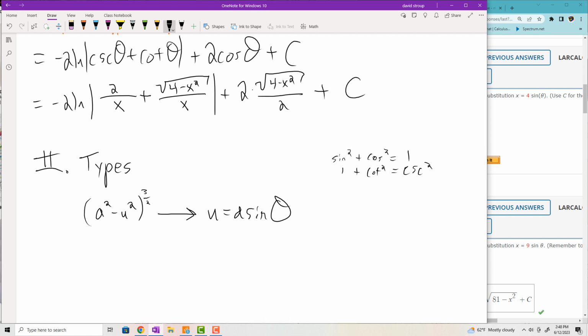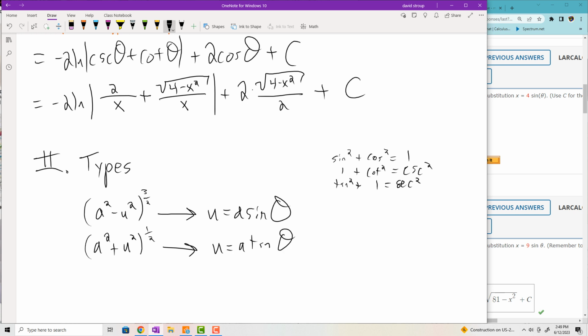And then if you divide everything by cosine, you get tan squared plus 1 equals secant squared. So you're trying to produce an expression that's replaceable via these identities in that original expression where you have like the a squared minus u squared. Okay, so other ones you may have to use, if you see a plus there, you're going to be using a tan sub.